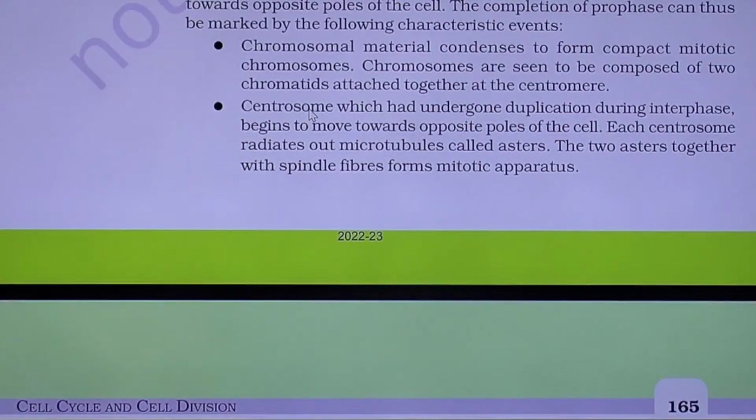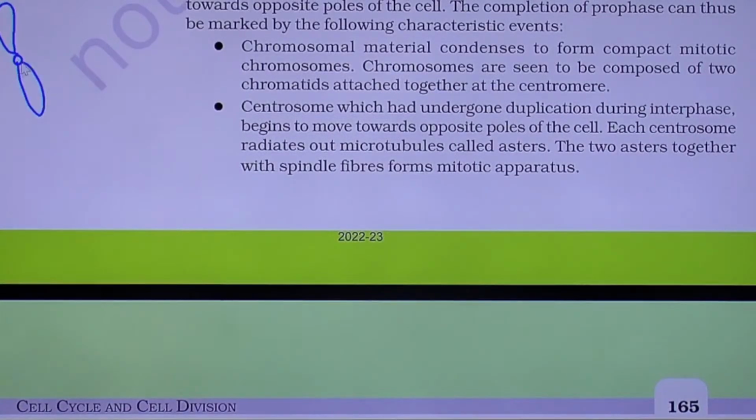Next, the chromatids are attached together at the centromere. See, this is a centromere, this is a centromere, and this is a chromatid. Inside the chromatid, genetic material will be there, in a condensed form. The centromere is the center part of the chromatids.